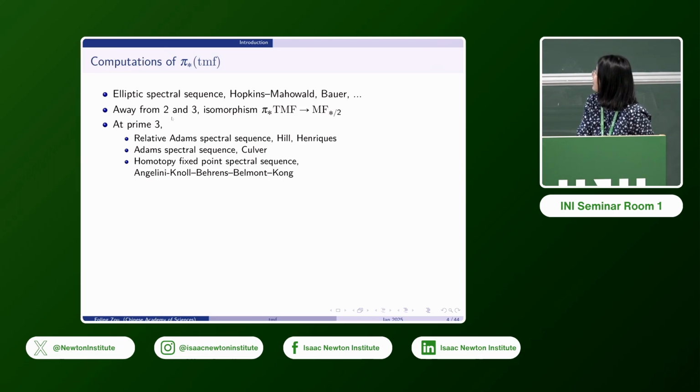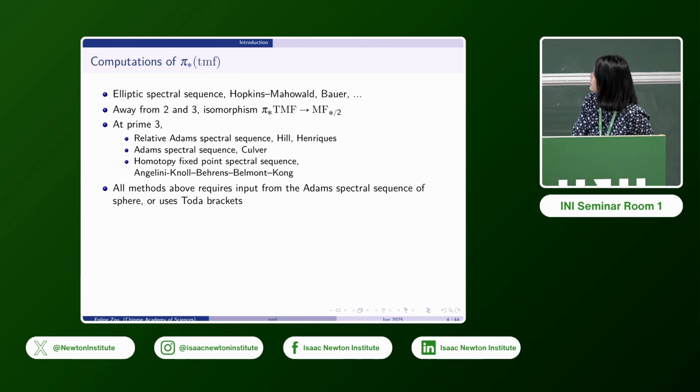And at prime 2, there are a lot of computations. But today, we are focusing on prime 3. And at prime 3, it's also been computed via the relative Adams spectral sequence by Hill and Henriques. And there's also a paper documenting the Adams spectral sequence computation by Dominic Culver, and there's also a homotopy fixed point spectral sequence approach by these authors. And all methods mentioned here require some input either from the Adams spectral sequence of spheres or use Toda brackets, so more complicated, more involved topological input.